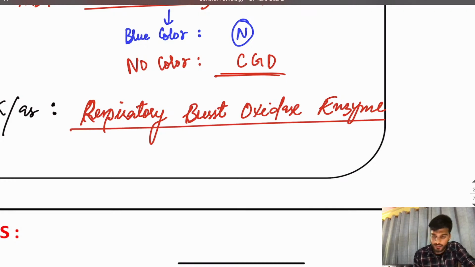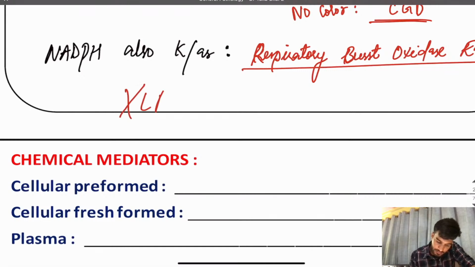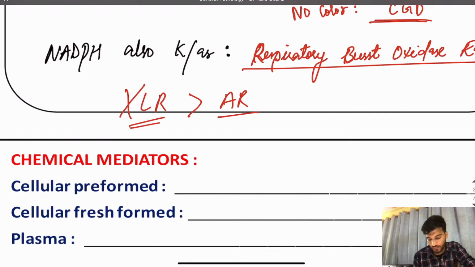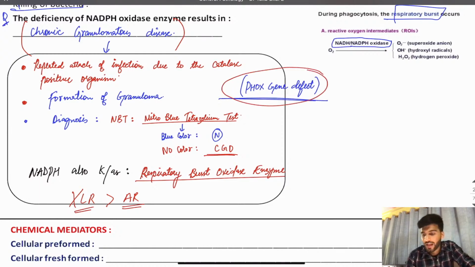Burst oxidase enzyme. Okay, and remember guys, the pattern is XLR followed by autosomal recessive: X-linked recessive, autosomal recessive. So it's all about chronic granulomatous disease. Fox gene defect, remember guys, the patient is having recurrent infection and there is a formation of a granuloma as well.